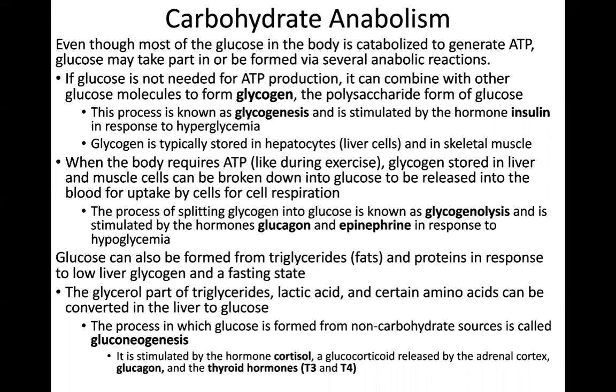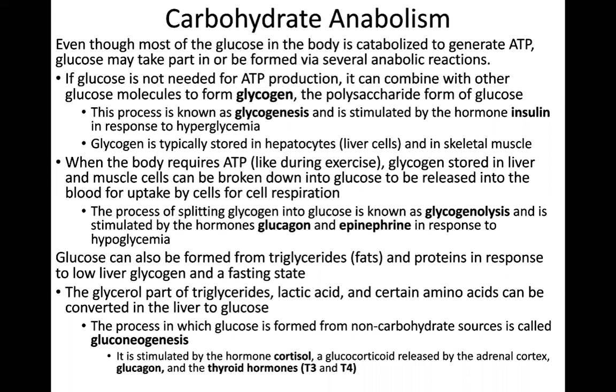Glucose can also be formed from triglycerides or fats and proteins in response to low liver glycogen or a fasted state. The glycerol part of a triglyceride, which would be a 3-carbon molecule, lactic acid, which we just talked about, is a 3-carbon molecule, and certain amino acids. We can basically just add those things together and form glucose in our liver from those non-carbohydrate sources. We call that gluconeogenesis, the fourth term I just typed up.